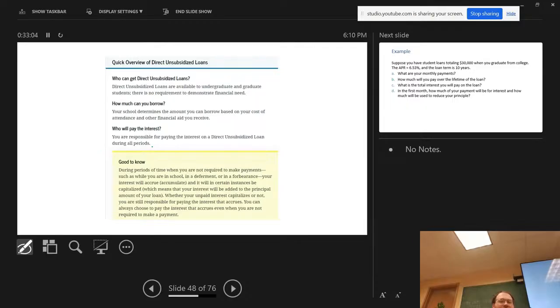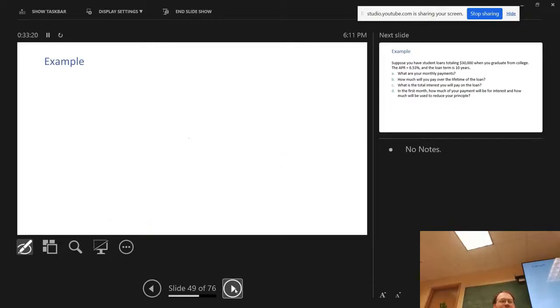And I will say, with any kind of loan, the more that you can pay on top of the minimum payment, the better off you're going to be in terms of interest, because anything above the minimum goes directly on your principal, so it's going to make your loan pay off much faster.